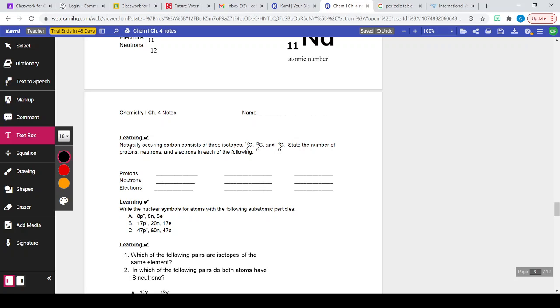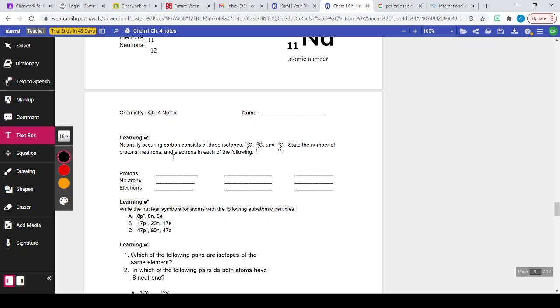Alright, so my learning check. Naturally occurring carbon consists of 3 isotopes. There's 3 different types of carbons. Now I added this 6 down here. When I was doing the notes, I could not figure out how to get a subscript and a superscript at the same time, so I added the 6 now.